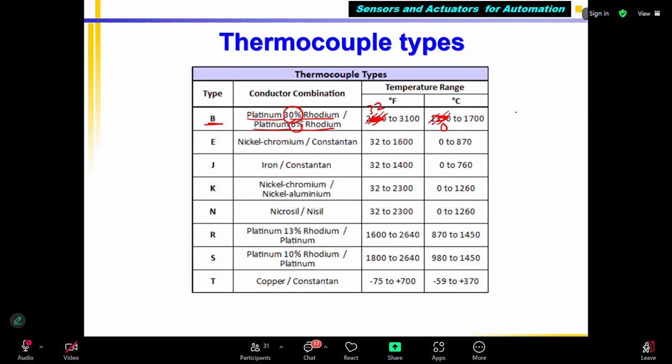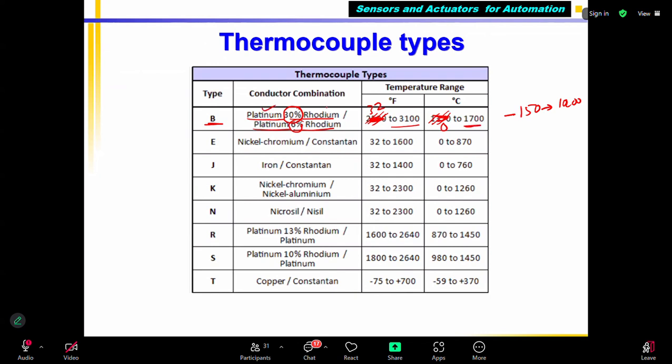Many times the thermocouple can measure minus temperature. Yeah, minus 150 degrees to plus 1200 degrees also. Correct. So if you want to measure 0 to 1700 degrees, it can measure. In Fahrenheit it becomes 3100. So the range in Fahrenheit will be 32 degrees Fahrenheit to 3100 Fahrenheit. Okay, so in centigrade, 0 to 1700.